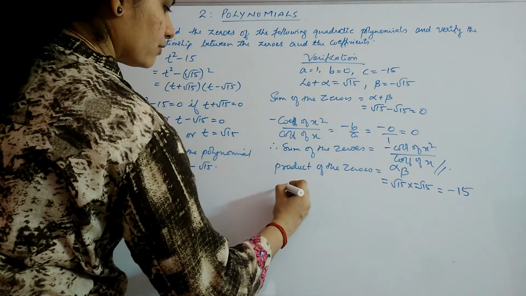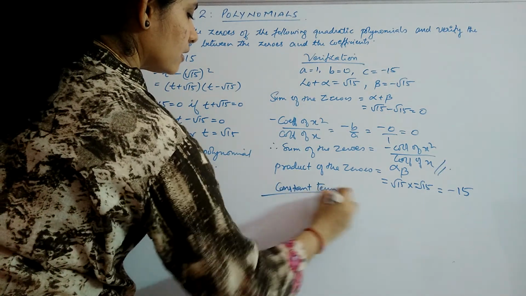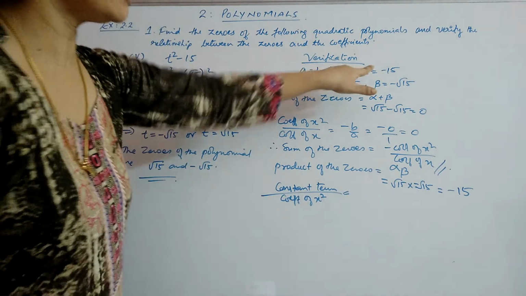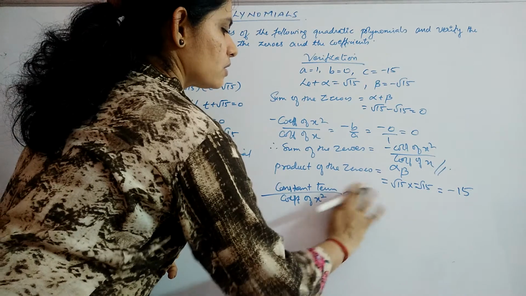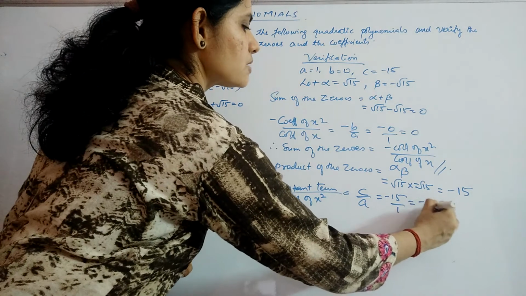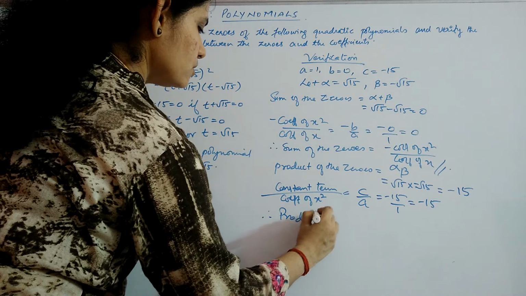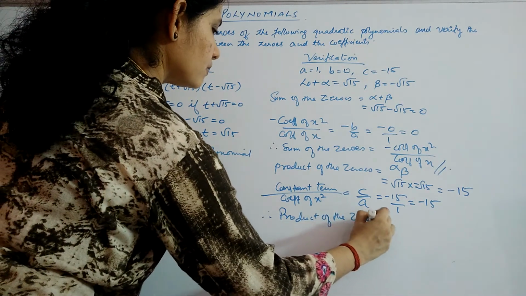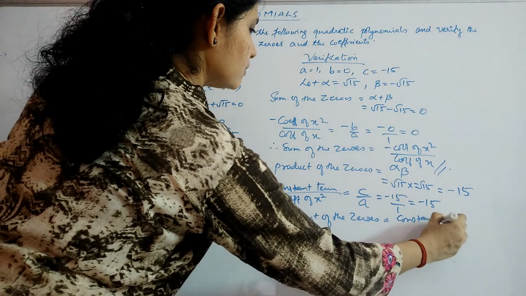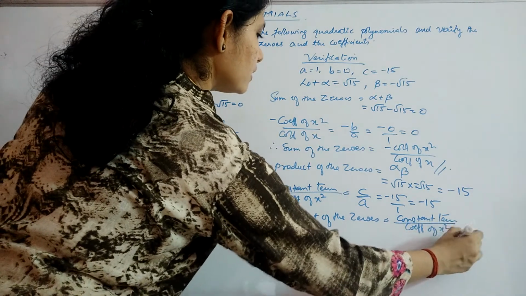Now you have to check for your constant term divided by coefficient of x square. Constant term is minus 15. This is your c by a, which is minus 15 divided by a is 1, again minus 15. So getting both to be same. Therefore, product of the zeros is equal to constant term divided by coefficient of x square. Okay.